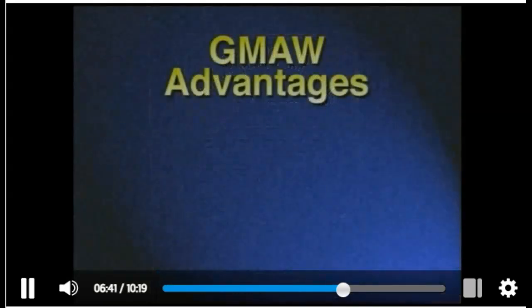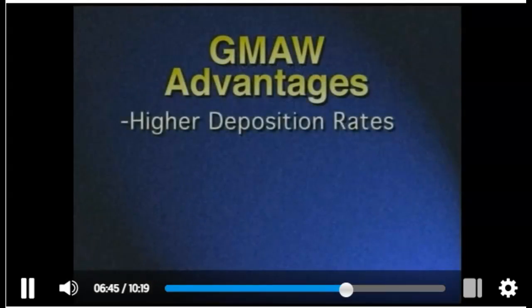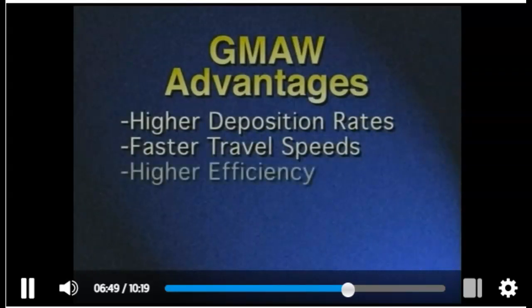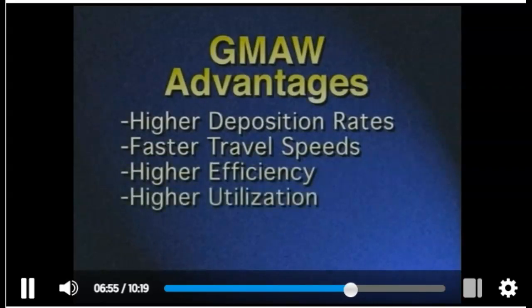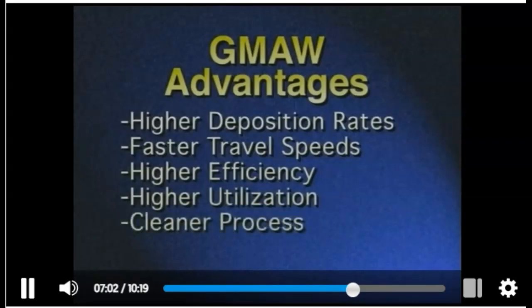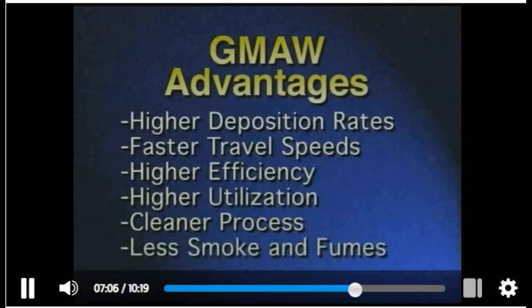Gas metal arc welding has several advantages over shielded metal arc welding. It has higher deposition rates, faster travel speeds. It's more efficient because you don't have to stop so often to change electrodes. Nearly all of the electrode is consumed, so there are no rod stubs to deal with. It's a cleaner process because it uses shielding gas instead of flux. There's less smoke and fumes with gas metal arc welding, and the process can be automated.